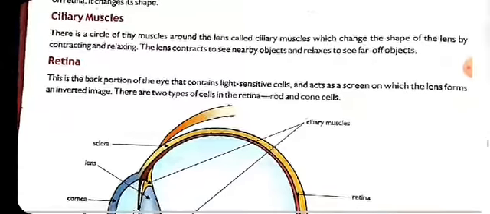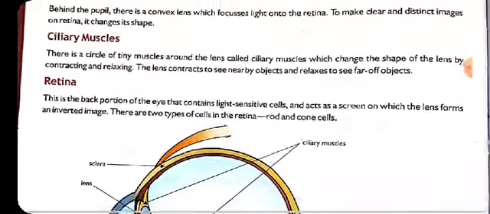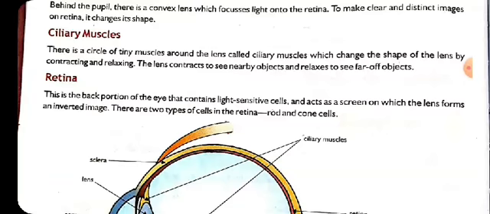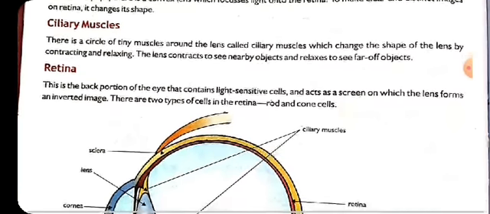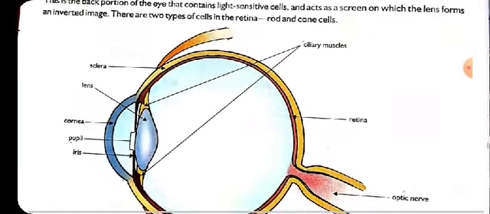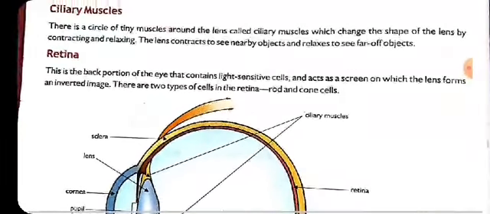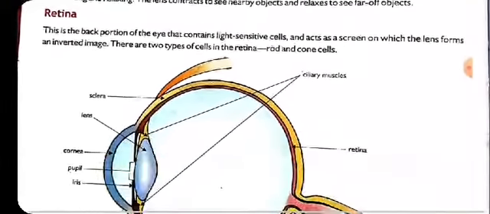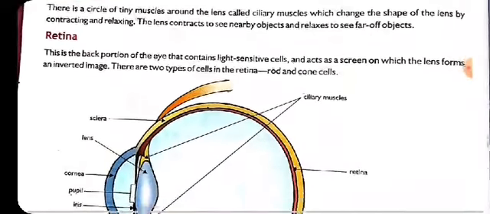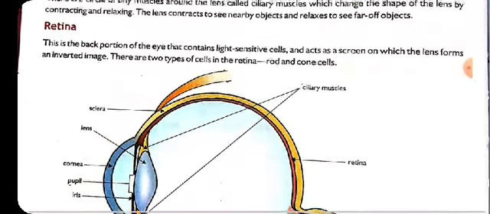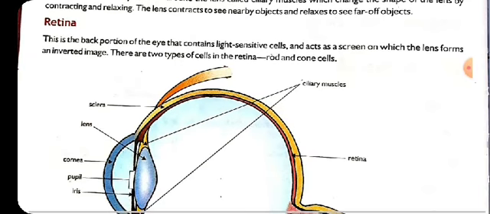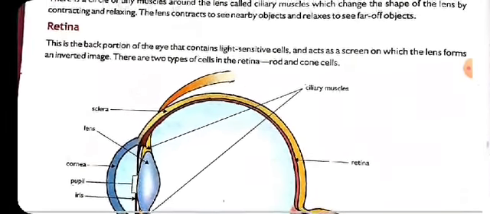Next is ciliary muscles beta. These are the muscles which hold the lens properly, and they are responsible for change in shape of the lens. In case we are to see distant objects, beta, they relax. And in case we are seeing a nearby object, the shape of the lens contracts. Clear? This is the lens which is present over here.